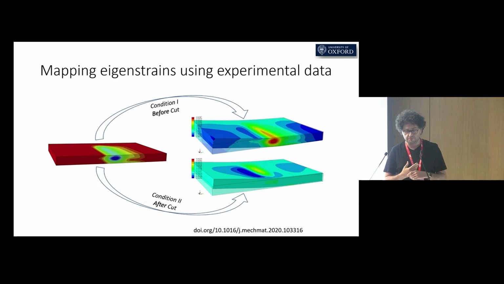So what happens when we import the calculated eigenstrains into a linear elastic finite element model? It gives us residual elastic strains and residual stresses. And the good thing about this method is we are able to map stress state after different processing conditions. So in here you see before cutting and after cutting state.